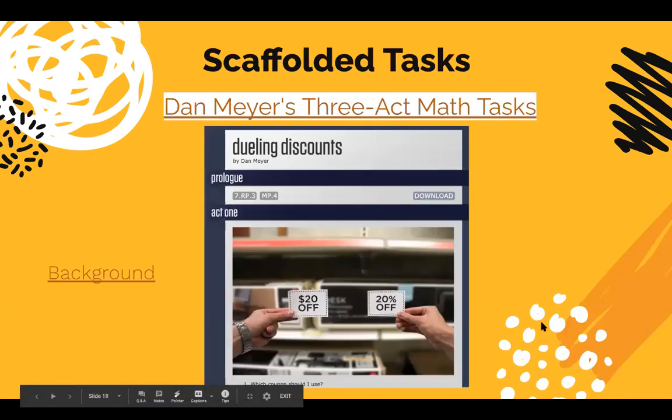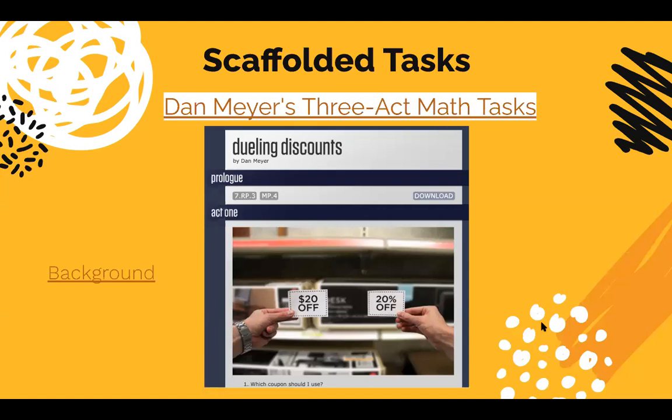So this is a great example of scaffolded tasks, and I'm actually going to go live to a site for this one. For those of you who are signed on as math teachers or teach math, this is a great resource for you. It's actually not a website, it's a Google Sheet that a gentleman named Dan Meyer has created, and he has come up with this idea of these 3-act math tasks. And I'm going to just click on this to share one with you.